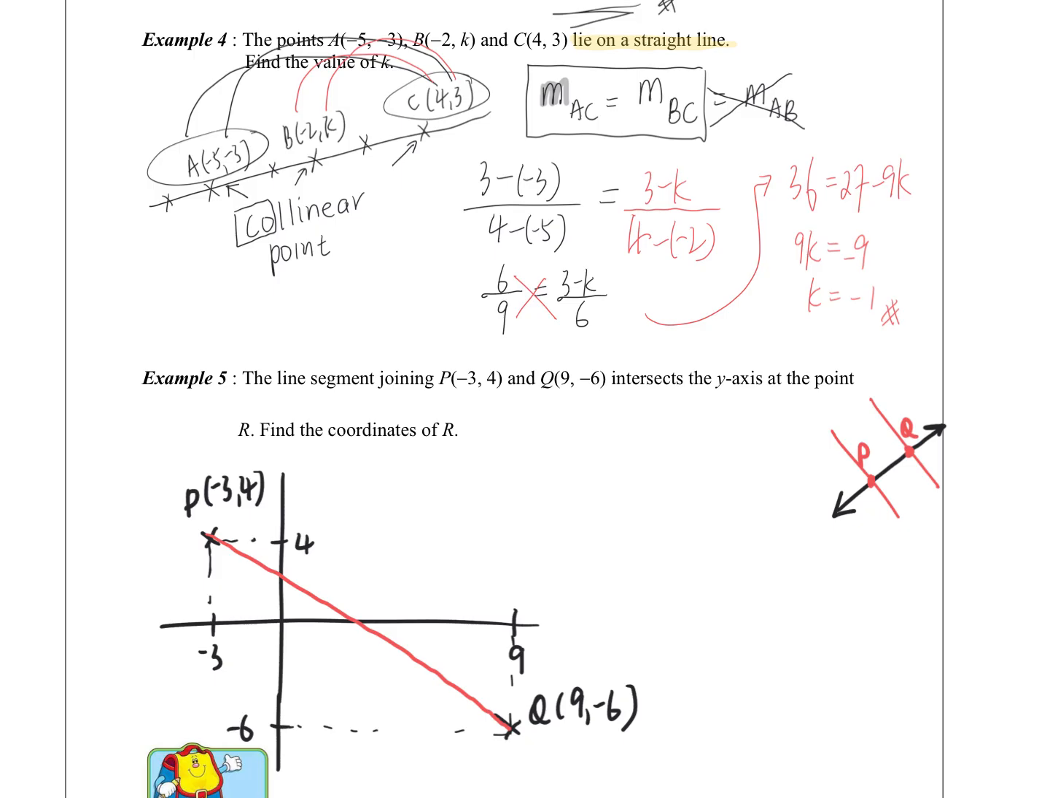And it says that it intersects the y-axis at the point R. I don't know what the y coordinate is, but for sure I know x is 0. I just don't know the y coordinate.